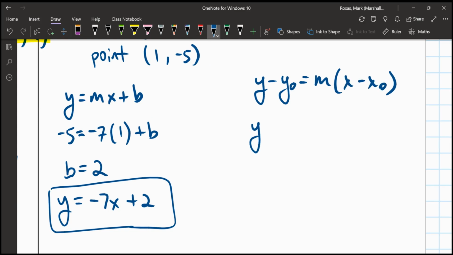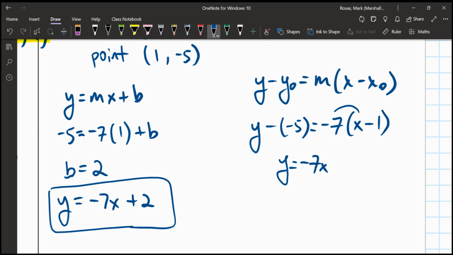Y is y as your variable. Y0 is the known point on the line, so y minus negative 5 equals the slope, negative 7, times x minus the known x coordinate, 1. And you simplify, right? Y equals distribute negative 7x. Negative 7 times negative 1 is positive 7. Minus minus 5 makes plus 5. Bring it over to the other side. It becomes minus 5. And here's your equation of a line: y equals minus 7x plus 2. Same answer.